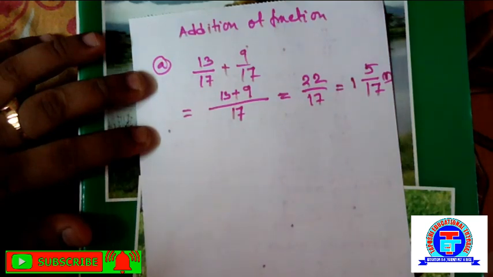So if we solve the addition, first we do the LCM of the denominators, then in the numerator portion we write the LCM divided by the denominator of the second fraction. Okay, so here we understand.